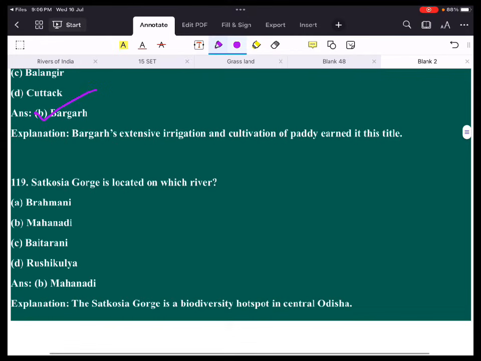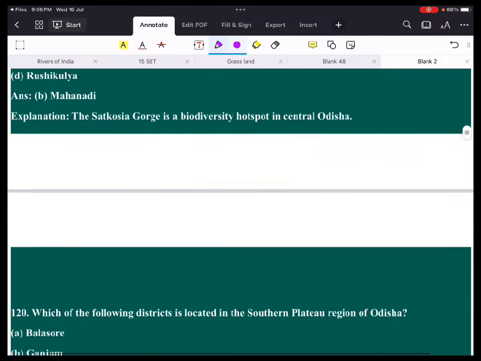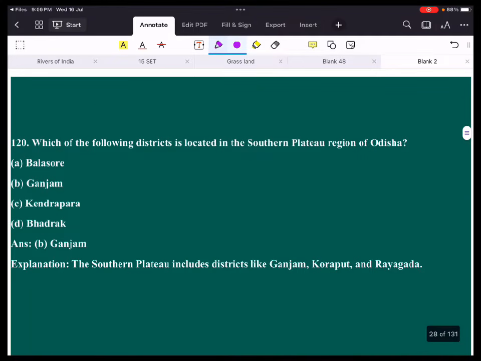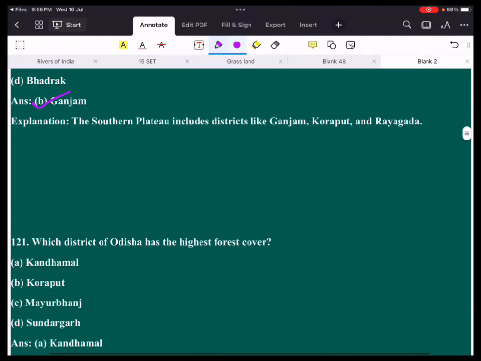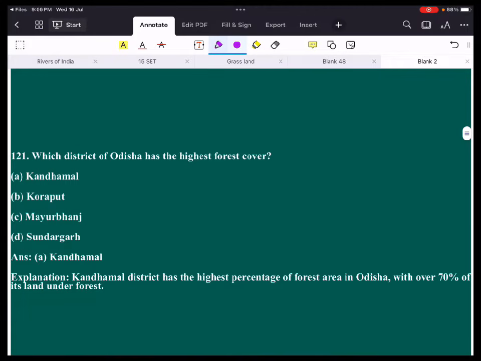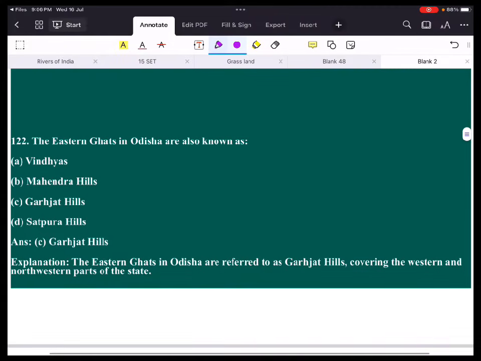Satkosia Gorge is located on which river? On the river Mahanadi, option B. Which of the following districts is located in the southern plateau region of Odisha? That is option B, Ganjam. Which district of Odisha has the highest forest cover? It is option A, Kandhamal. Kandhamal district has the highest percentage of forest area in Odisha, with over 70% of its land under forest. The Eastern Ghats in Odisha are also known as Garjat Hills, option C.